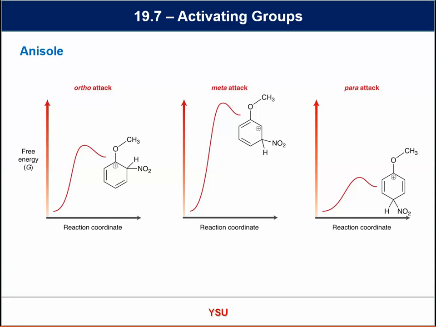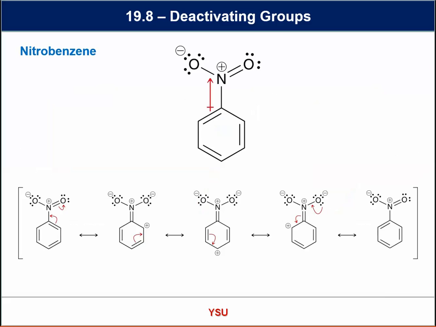Again, we can see the graphs, very similar to what we saw before. Slight change in the relative heights of the ortho and the para situations because of steric environment, but a very similar trend in which those two are favored and the meta attack is not so much favored. Now, we switch this by going in the opposite direction.